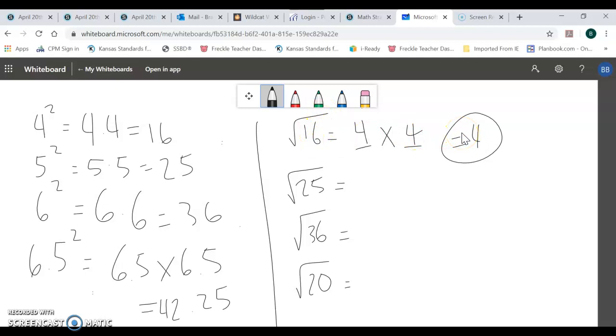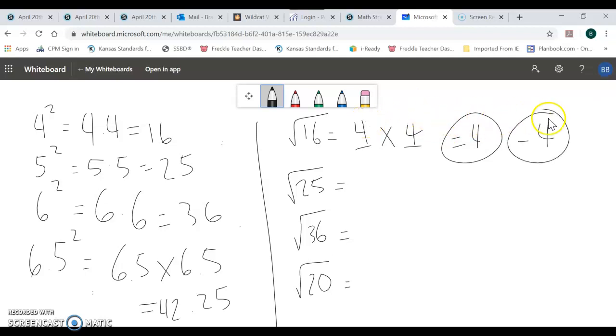They'll talk about this in your other math class. Technically, you can also say that negative 4 is an answer, because if you do negative 4 times negative 4, you also get 16. So any answer we get here, we can also say the negative version.